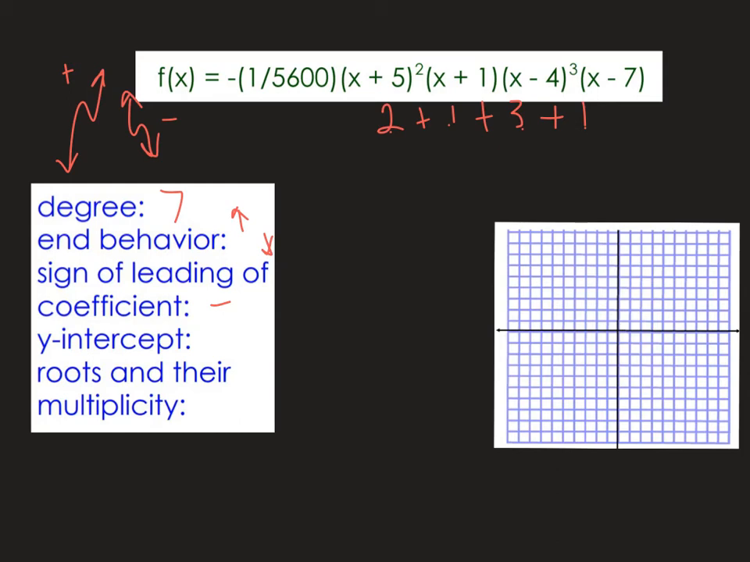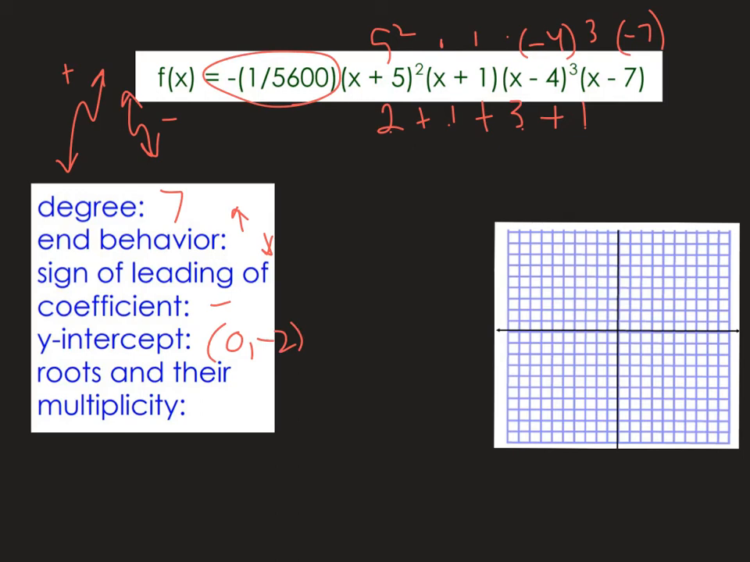The y-intercept is going to be this value times 5 squared times 1 times negative 4 to the third times negative 7. For that I get 0, negative 2. So that wasn't so bad.